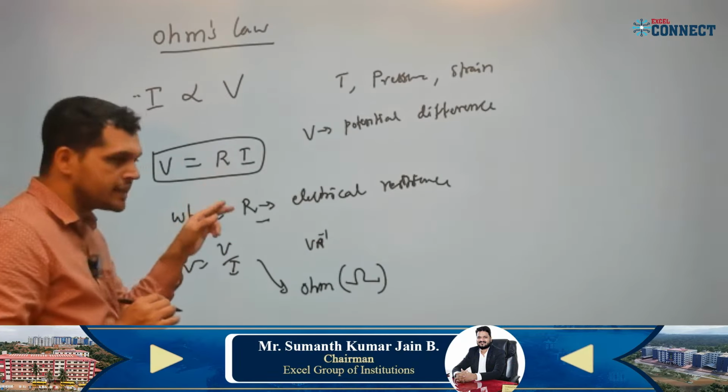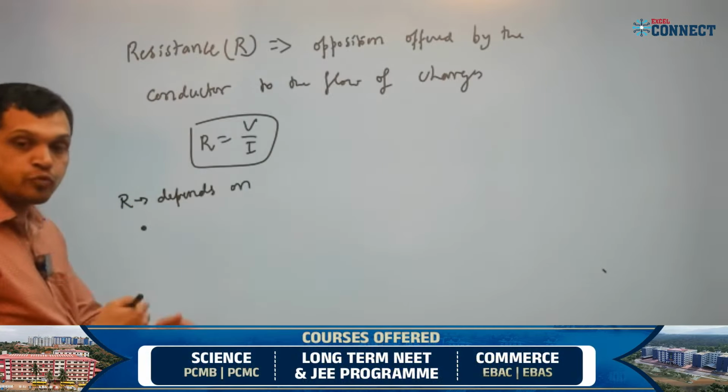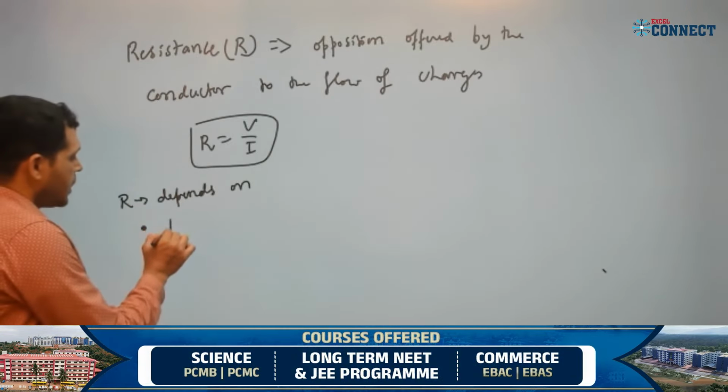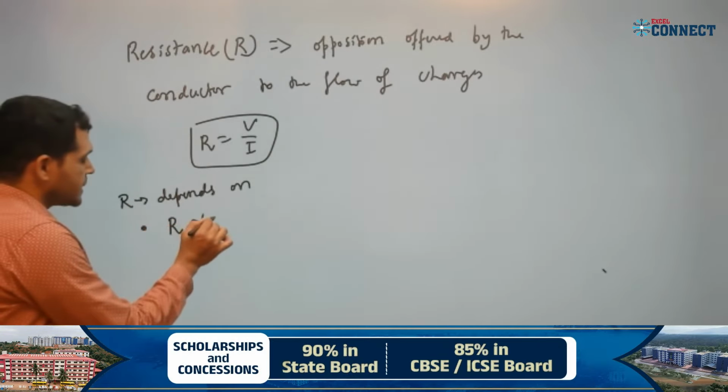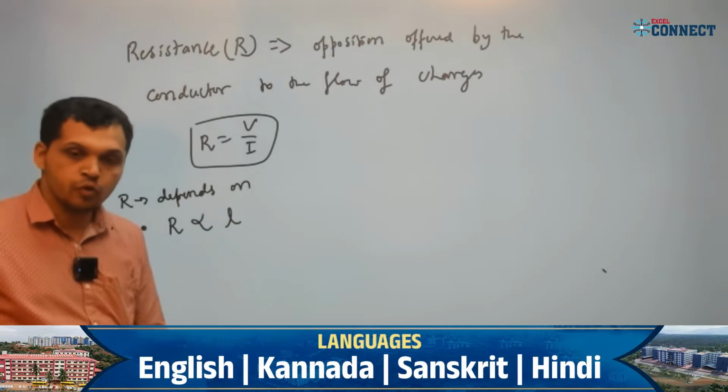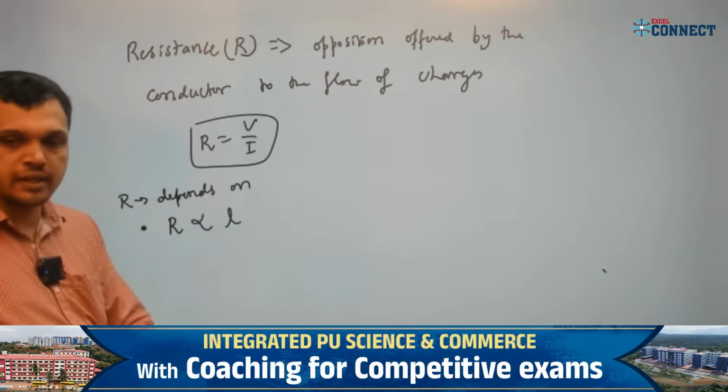So this resistance we can write as the dependence of resistance. R depends on, first point, the length of the conductor. That is, R is directly proportional to the length of the conductor. This says that as the length of the conductor increases, the resistance of the conductor increases. How can we say that as the length increases, resistance increases?